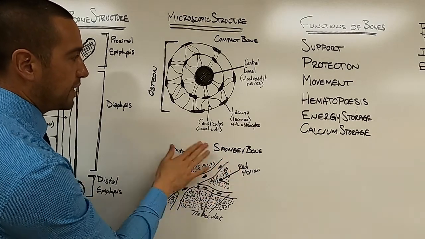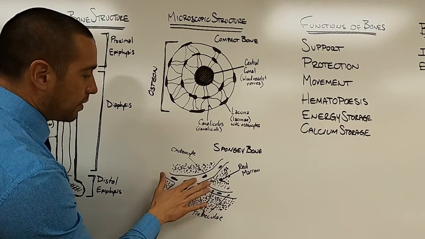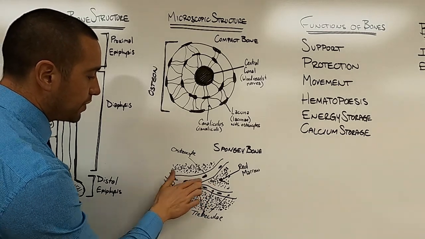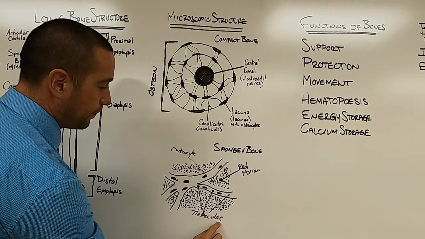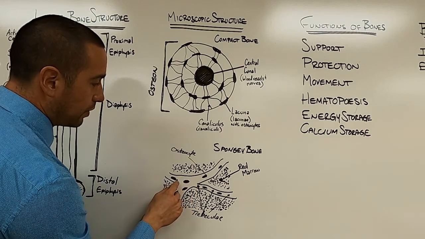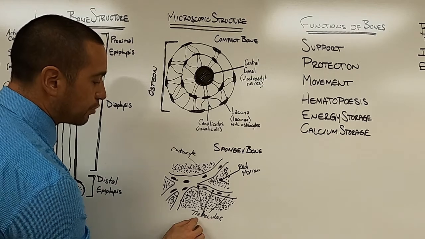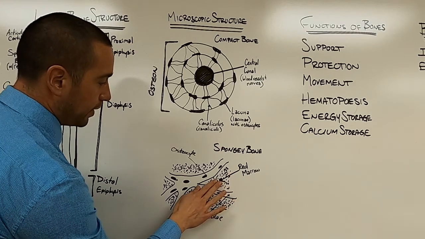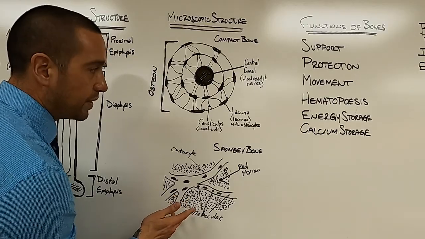Spongy bone is less regular in how it looks. There are thinner portions of bone. These extensions are called trabeculae. In the trabeculae are the lacunae, where the osteocytes would be. And in between the trabeculae would be the red marrow. Red marrow is what creates blood cells.